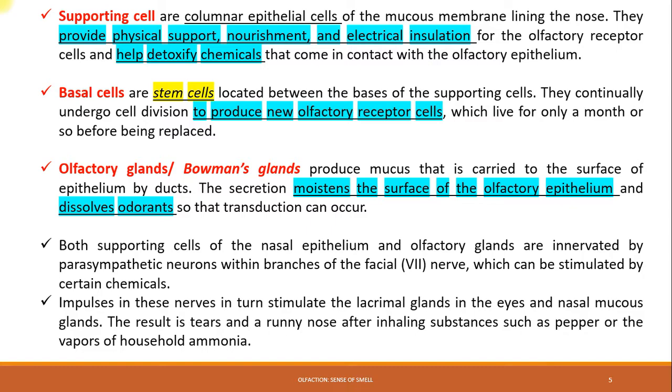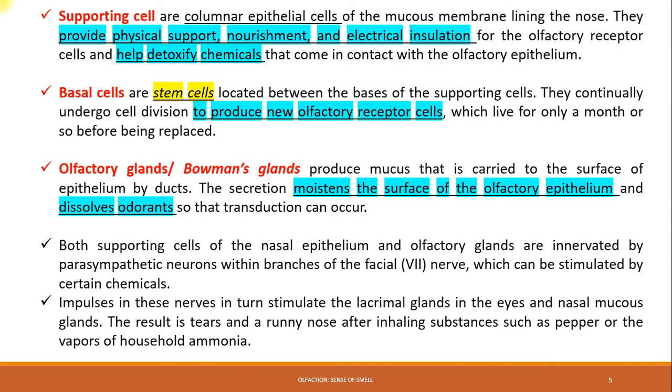Okay, so both supporting cells of the nasal epithelium and olfactory glands are innervated by parasympathetic neurons within branches of facial nerve, which can be stimulated by certain chemicals. Okay, so impulses in these nerves in turn stimulate the lacrimal glands in the eyes and nasal mucous glands. Okay, so the result is tears and runny nose after inhaling substances such as pepper or the vapors of household ammonia.